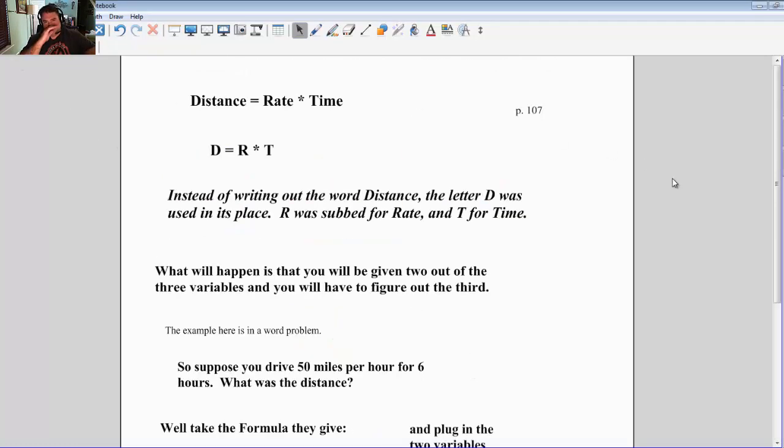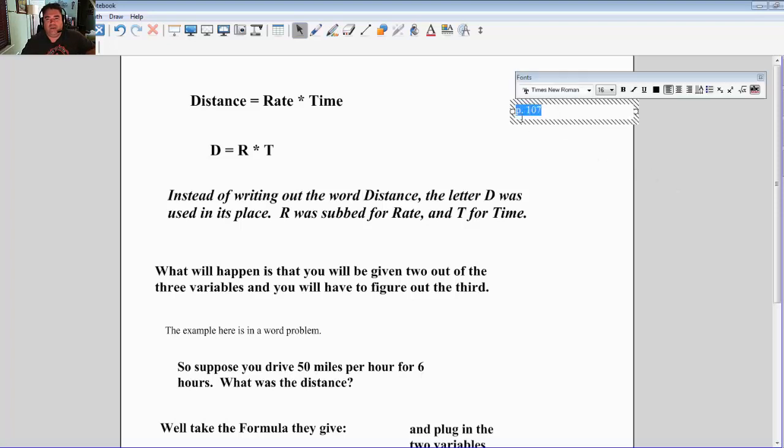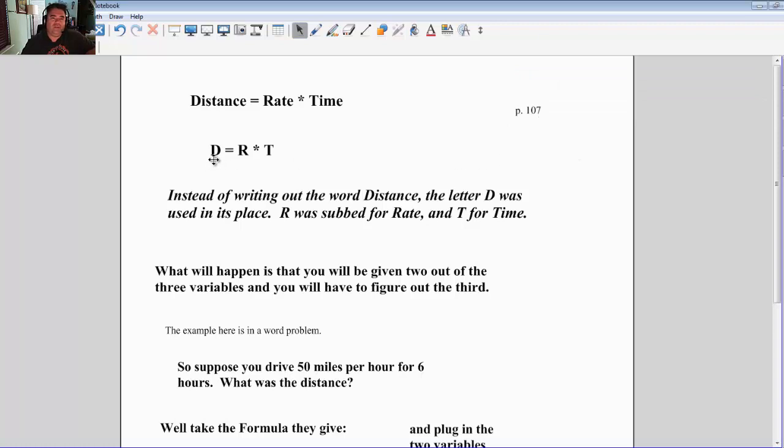Take a look at this. Distance. Distance equals rate times time. And if you want to follow along, it's on page 107. So distance equals rate times time, but instead of writing out the word distance, we'll just put D. Instead of writing rate, we'll use R. Instead of writing time, we'll use T.